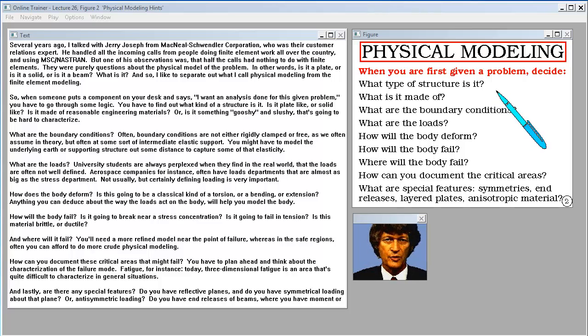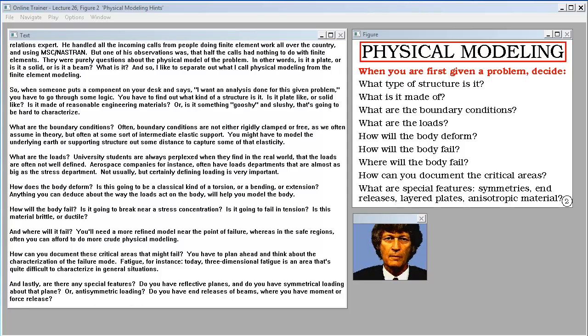Several years ago, I talked with Jerry Joseph from McNeil Schwindler Corporation, who was their customer relations expert. He handled all the incoming calls from people doing finite element work all over the country and using Nastran. But one of his observations was that half the calls had nothing to do with finite elements. They were purely questions about the physical model of the problem. In other words, is it a plate, or is it a solid, or is it a beam? What is it? And so I like to separate out what I call physical modeling from the finite element modeling.